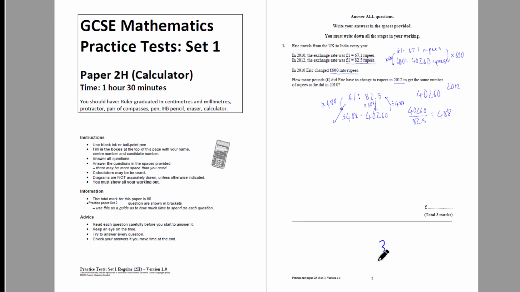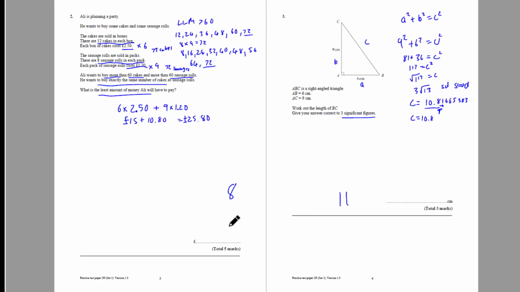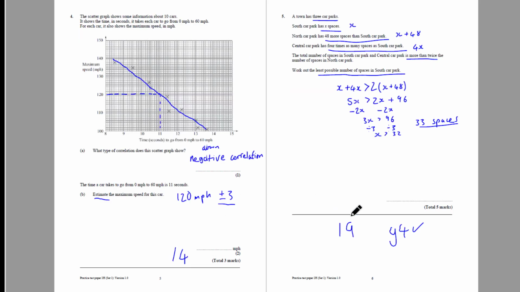But I'm just going through the counting of marks again because I definitely made a mistake early on in the video. So that's 3 marks up to here. Question 1, that should be straightforward. Question 2, that's another 5 marks. That takes us to 8. Another 3 takes us to 11. Another 3 takes us to 14. Another 5 takes us to 19. That is your grade 4 achieved.